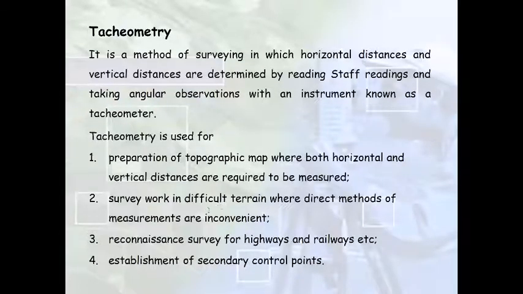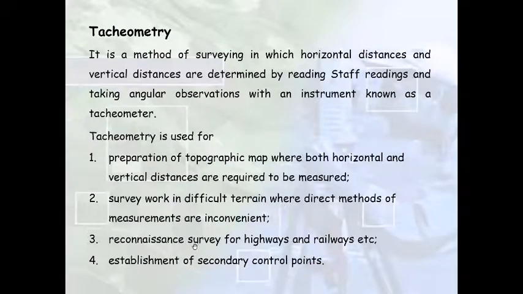This can be used for survey work in difficult terrain where direct methods of measurement are inconvenient. Like we studied in tape measurement, it is easier to conduct tape measurement when the ground is leveled, but when the ground is sloping, then it's difficult. And when the surface of the ground has undulations, that means the slope is random, that makes it very difficult. And even when there are obstructions, that method is not very useful, and this tacheometry can take over the work, and it doesn't have the same constraints.